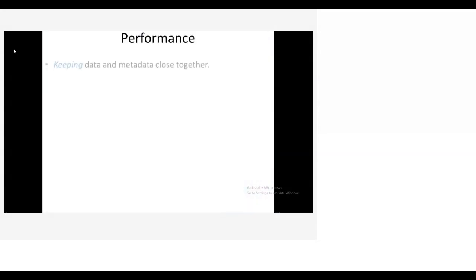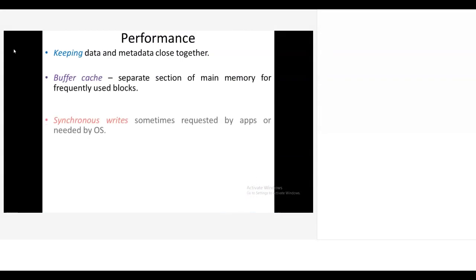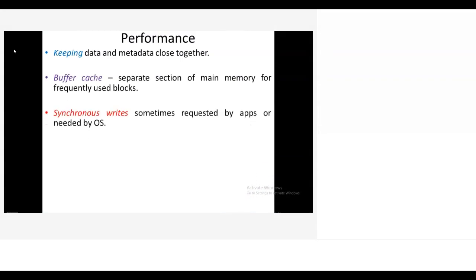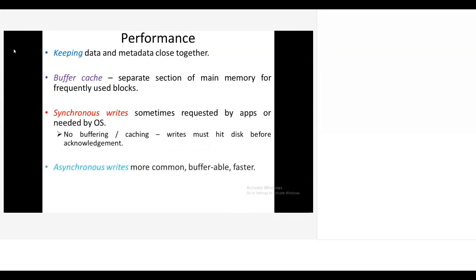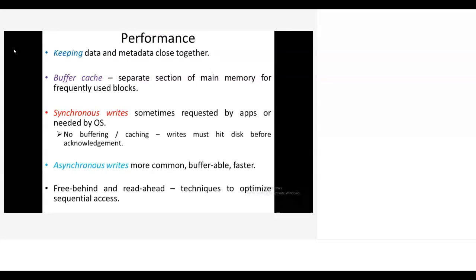Performance depends on what? Keeping data and metadata close together, buffer cache, a separate section of main memory, synchronization, sometimes requested by apps or needed by the OS. In synchronous write, there is no buffering or caching. Asynchronous writes are more common, bufferable, and faster. Free-behind and read-ahead techniques optimize sequential access. Just read. If you have some interest, you can open the book also to read once what it is all about.